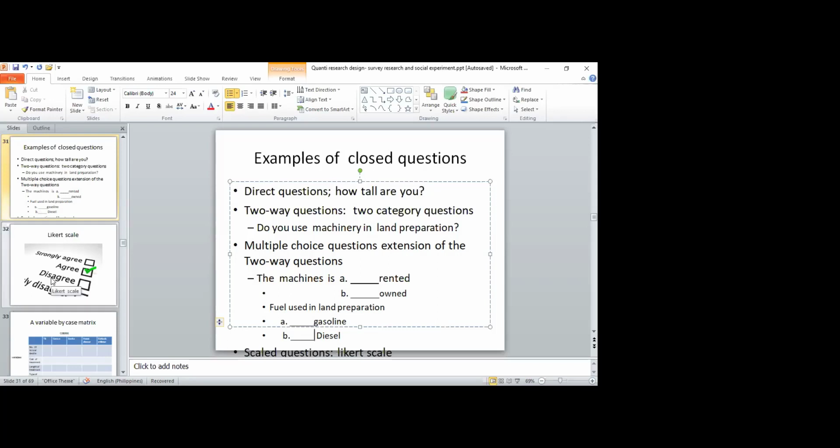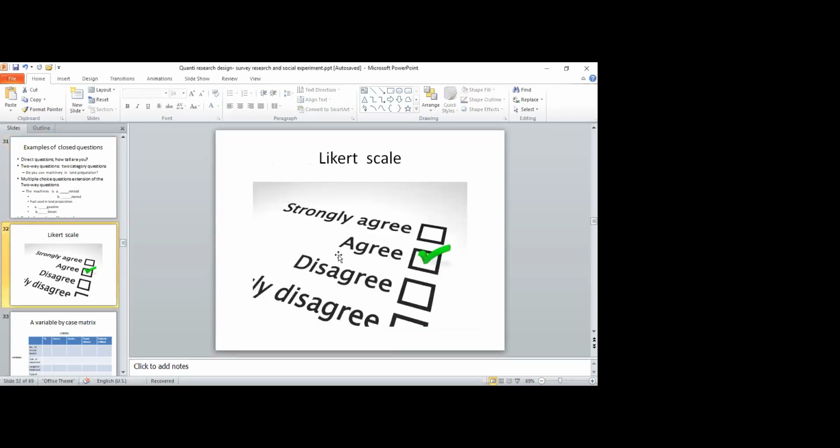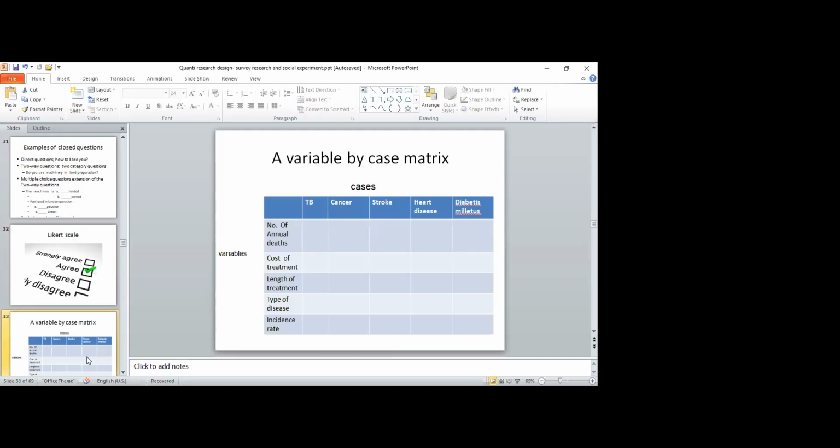So this is the other one, the scale that we've been talking about, Likert scale. This time they are in the form of statements, no? Now you can also have these variables. This one I have for diseases. So we can change it, no?